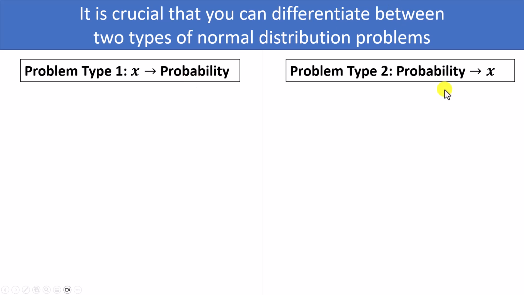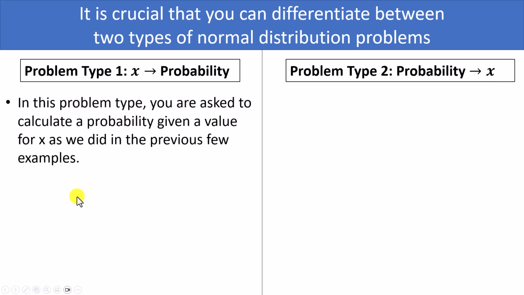But maybe we want to go the other way around. Maybe we already have a probability or an area on the distribution, and we want to find a value for x. Well, that's going to be our problem type number 2, right? This would be like asking how fast would the fastball be such that 97% of the fastballs would be slower or something like that. I already have a percent, like a 97% or a probability, and I'm trying to go backwards and find the speed of the fastball.